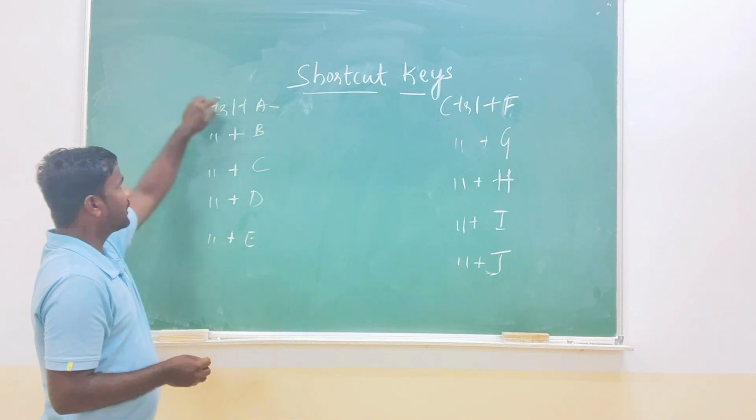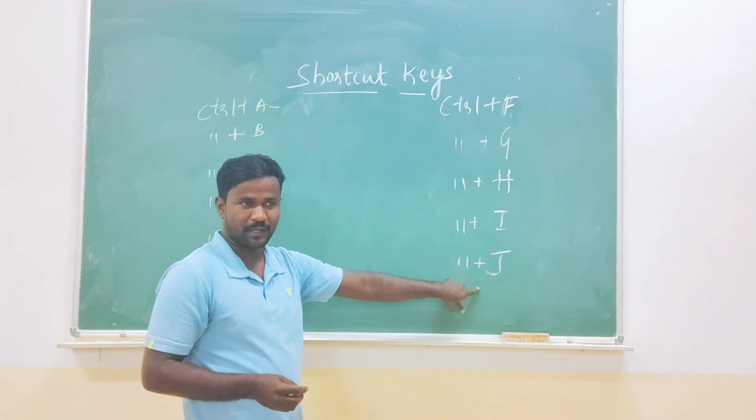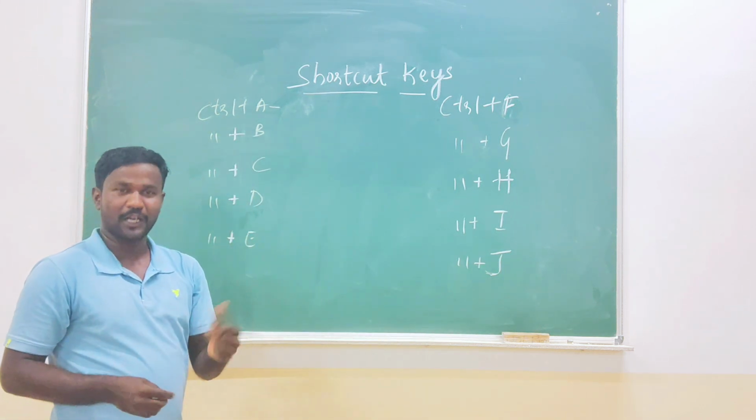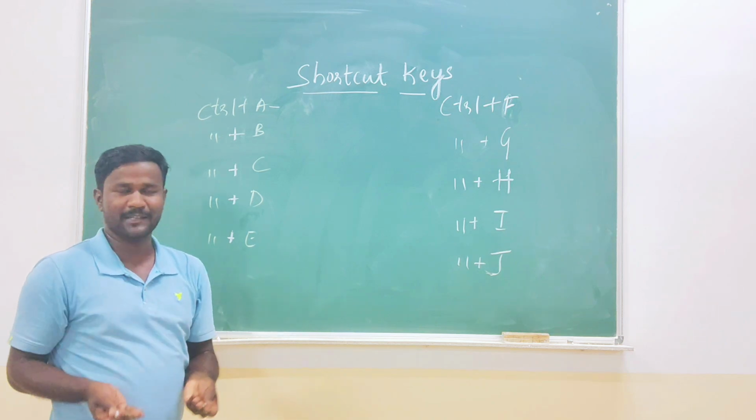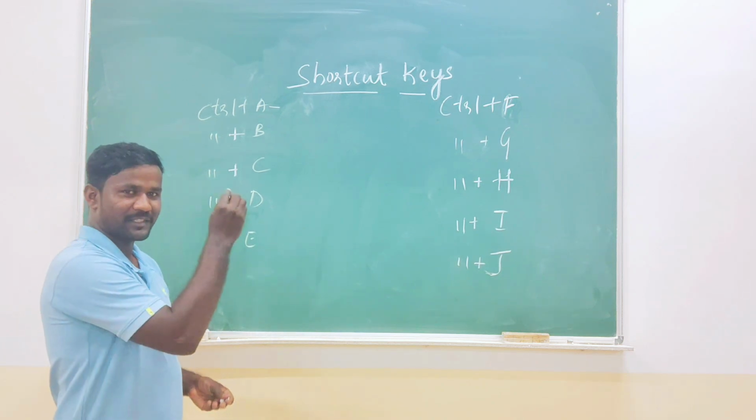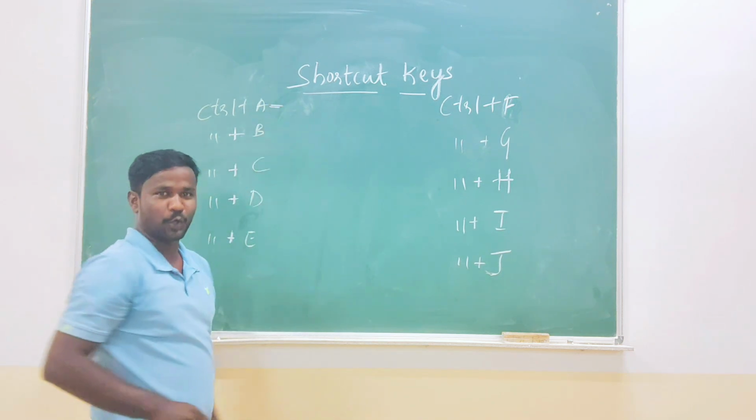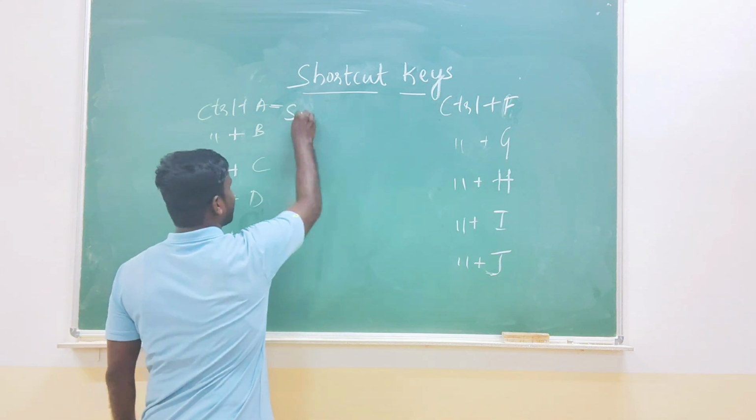Here I have A to J as alphabets. Let us understand where we are using these shortcut keys and what their use is. Let's go. The first one we have is Control A. Control A we use for select all.